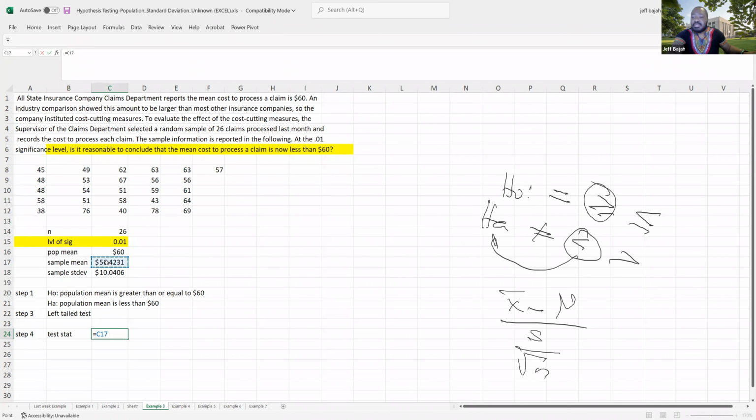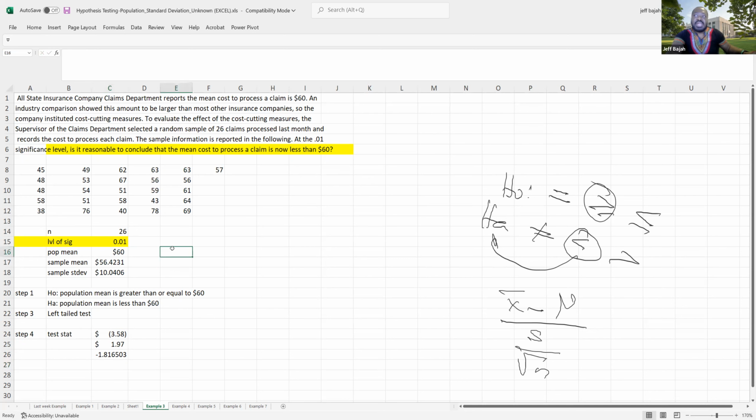So sample mean minus population mean. And then this one will now do our sample standard deviation divided by the square root of our sample size, right? So now to find our test stat would be equal to this value divided by this value. So you can see that we got our test stat.